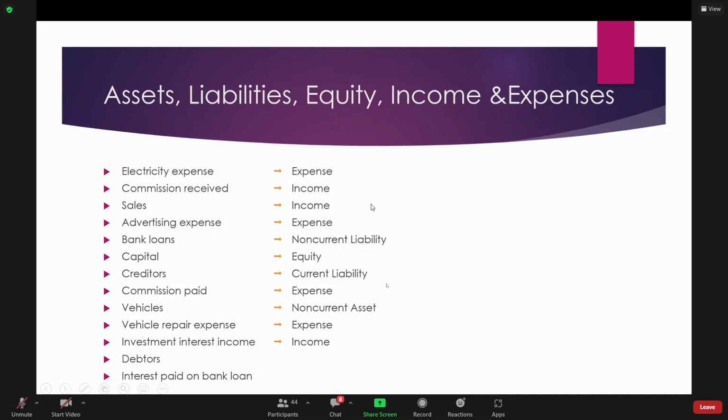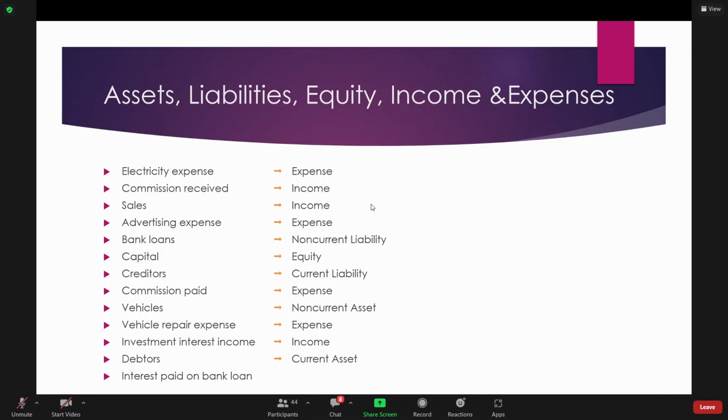Debtors, assets. So creditors, liability; debtors, asset. What type of asset? Current asset or a non-current asset? Usually current asset.